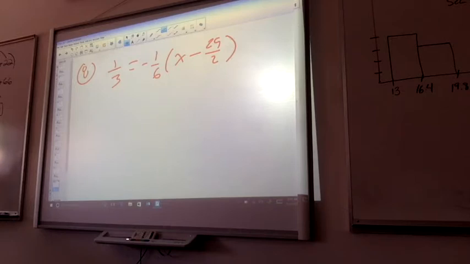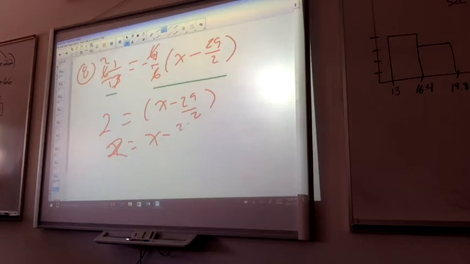Okay, and I think we did this one the other day, but I'll still work it. It's the same one. So I have 2 terms, this term and this term. So I would multiply both sides by 6 over 1. That gives me 2 equals x minus 29 over 2. You don't need parentheses any longer. Then multiply each term by 2 over 1. So it's 4 equals 2x minus 29. And then you could solve that and get there.